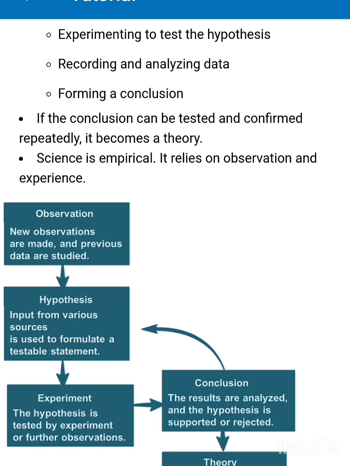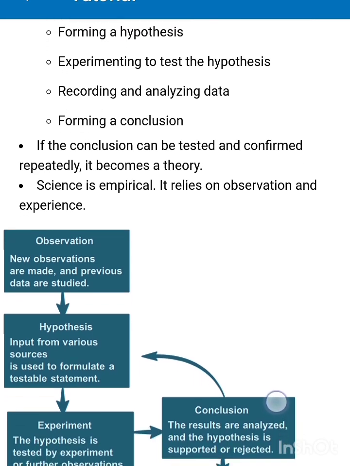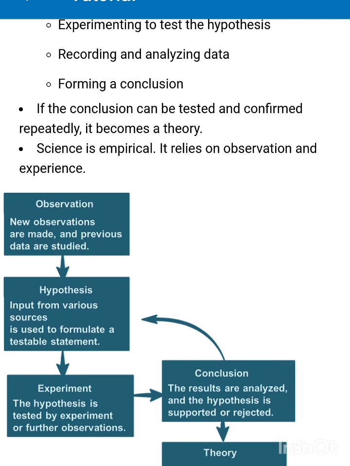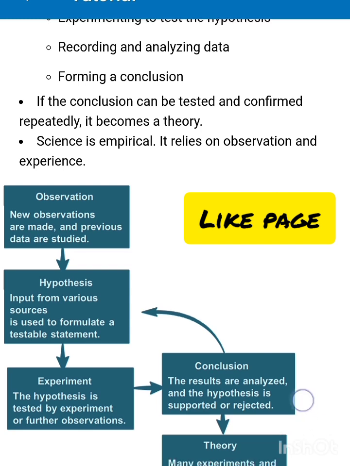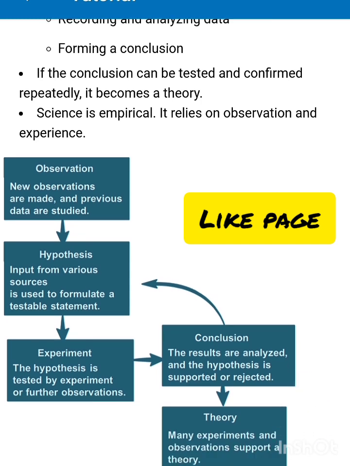Science is empirical. It relies on observation and experience. So you can define science like this: science is the knowledge which is obtained through experiment and observation. It's called science.